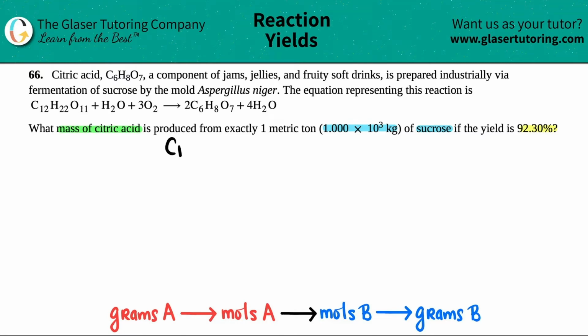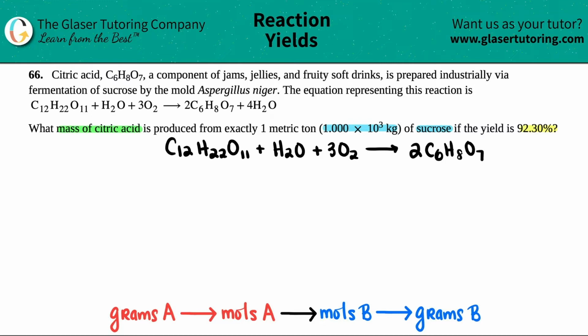So we have the sucrose, C12H22O11, plus water. Now, technically, you can simplify this because there's water on this side and water on this side, but just not to mess up the oxygens or whatever, I'm just going to write it as it is. 2 C6H8O7 plus 4 H2Os.